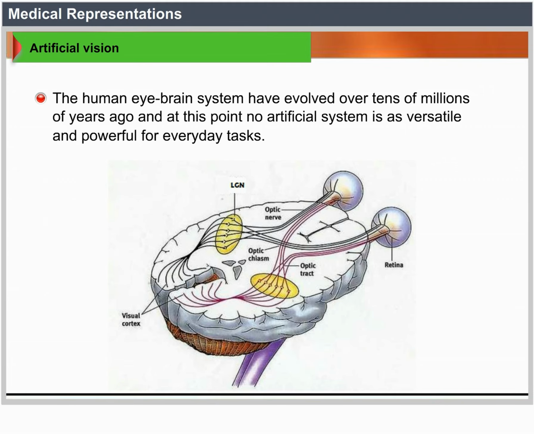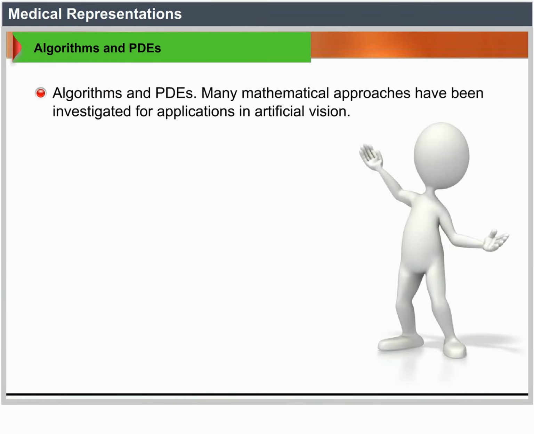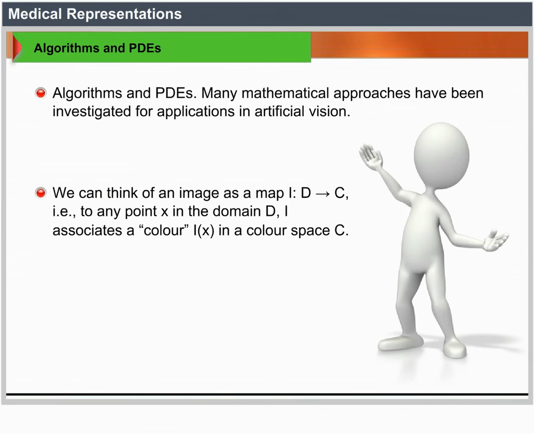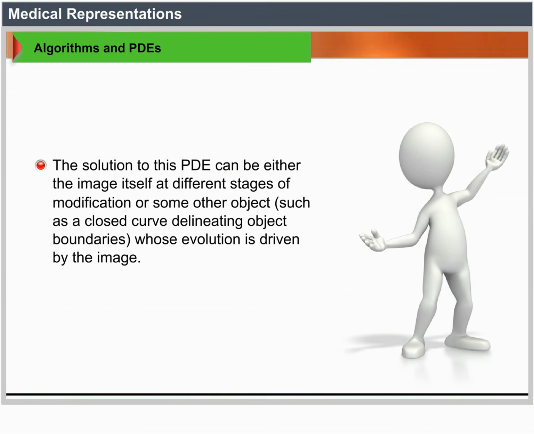Algorithms and PDEs. Many mathematical approaches have been investigated for the applications of artificial vision. We can think of an image as a map I: D tends to C, that is, to any point x in the domain D, I associates a color I of x in a color space C. The algorithms all involve solving the initial value problem for some PDE for a given amount of time. The solution to this PDE can be either the image itself at different stages of modification or some other object whose evolution is driven by the image.